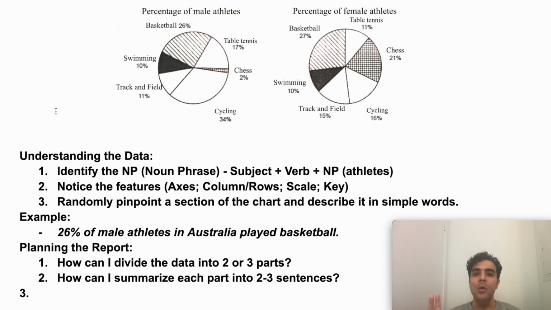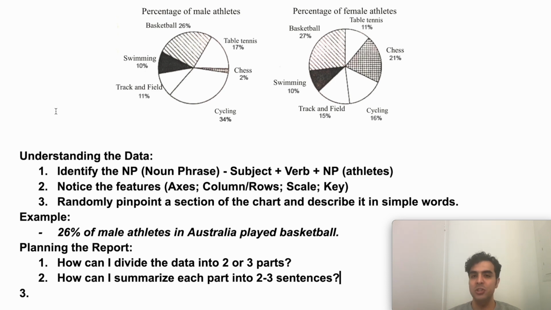Probably. I could say, while swimming and track and field attract the same percentage of male athletes, table tennis accounts for 17% of male athletes in Australia. As you can see, I managed to explain everything and cover all of these numbers that you could see in the chart in only 3 sentences. Now, you could try to do the same for female athletes. See if you can possibly summarize all the information in 2 or 3 sentences. If you can't, you may have to ignore some of the information.